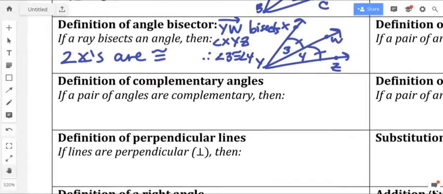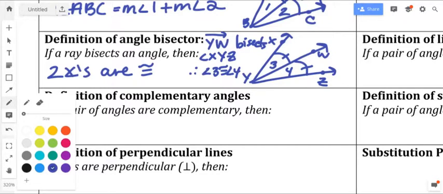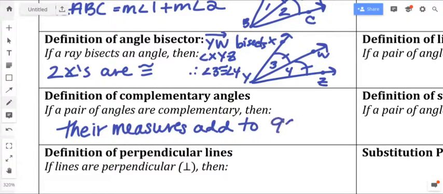Okay, complementary. We should remember complementary angles. If a pair of angles are complementary, then their measures add to 90 degrees. So again, it might tell you in the given, say like angle 1 is complementary to angle 2. Then later on in the proof, it would say something like the measure of angle 1 plus the measure of angle 2 equals 90. So if a pair of angles are complementary, then their measures add to 90. Okay, so that's if you have complementary angles.